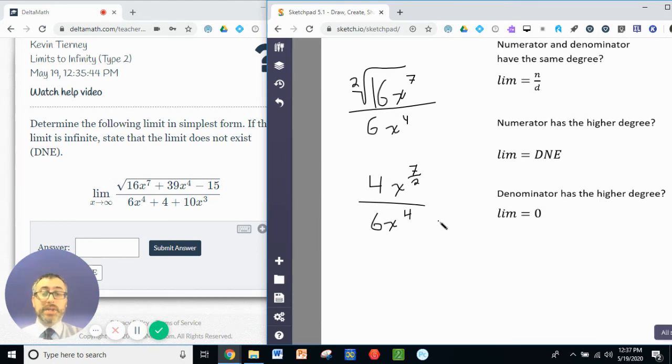Okay, which term is growing faster? Is it the numerator or the denominator? Well, look at the degree. X to the 7 halves is not as big as x to the 4th. 7 halves is just 3.5. So we've got the denominator with a higher degree, therefore we can assume that the limit approaches 0.